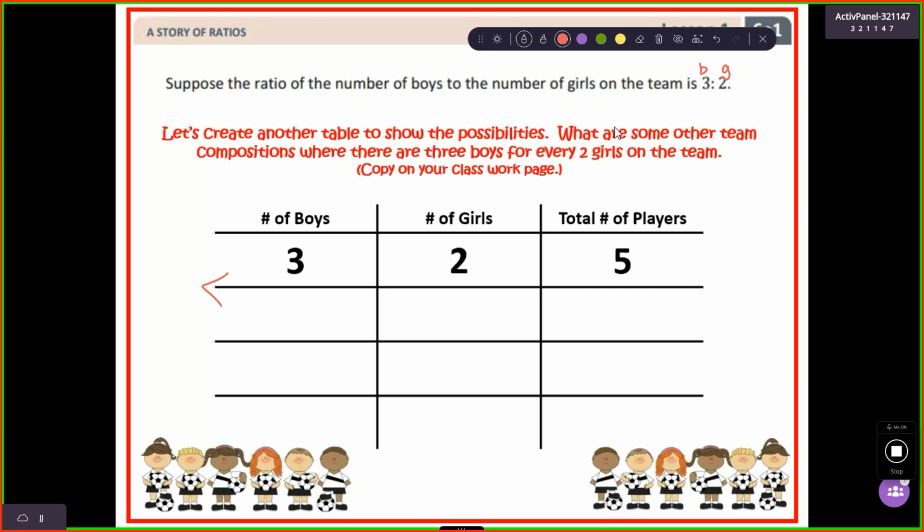In Zern, do they use an X for multiplication? What do they use? Dot. Can we start using the dot? Yes. Okay. 3 times 2 is, and if I multiply by 2 to my numerator, which is boys, then I gotta do it to my denominator, which is girls. 2 times 2 is? 4. Yeah. Look at y'all.